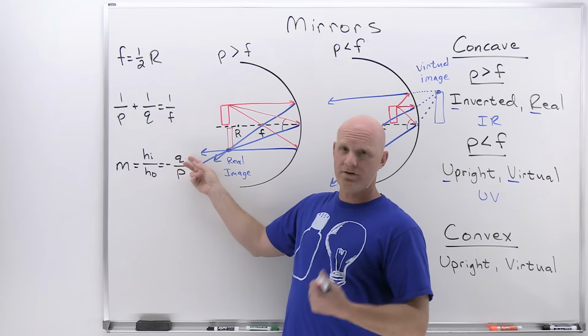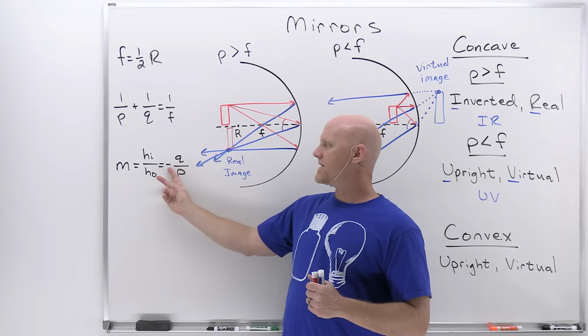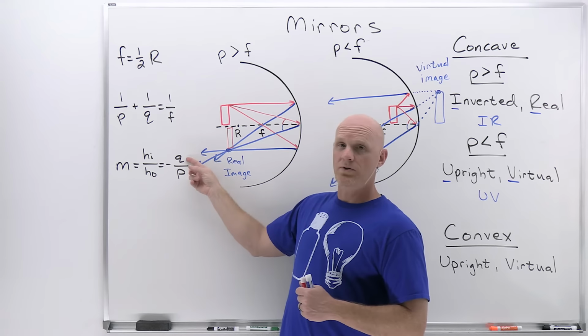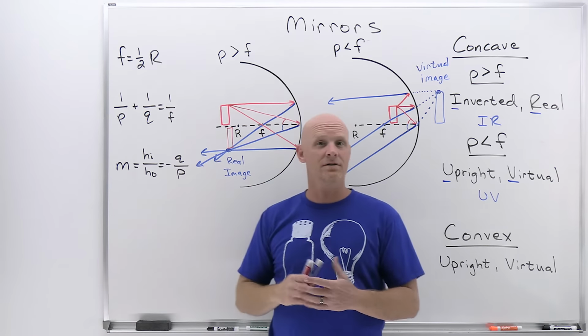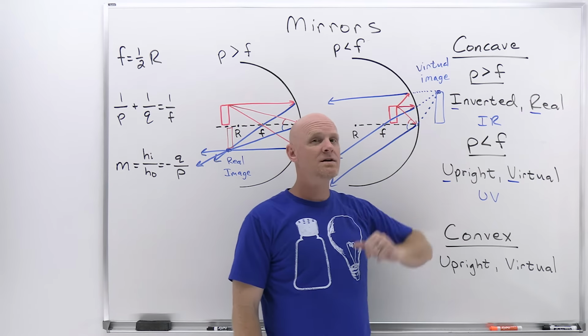So if q is positive, i.e. it's a real image, and p is always positive, by the time you factor in that negative sign, the magnification is going to come out negative, and your real image with a positive value for q is going to end up with a negative magnification and therefore be inverted. And that's why real images are always inverted.